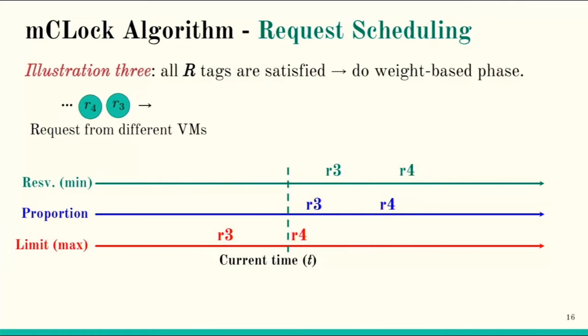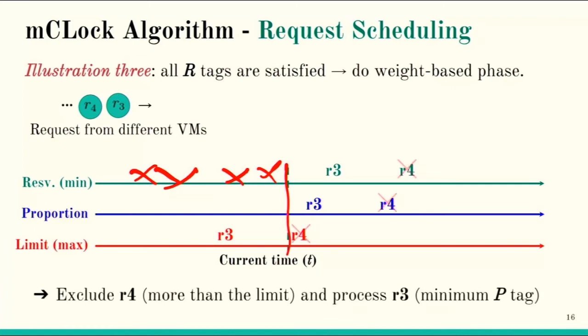Okay, and let's go next to illustration 3. In this illustration 3, all our tags are also already satisfied. There is no tag here lower than this current time. Okay, and again we exclude request 4 because it's already above the limit, and the only remaining request is request 3, so we will process this request 3 here.